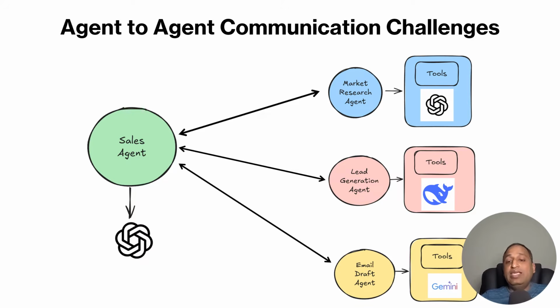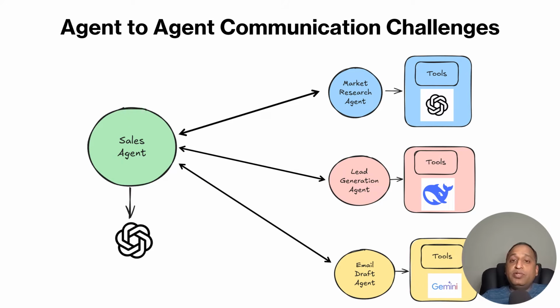And then we have an email draft agent, which is an expert in drafting emails for a particular company's branding or tone, everything. Maybe it is using a Gemini model, or it might be using a model which is fine tuned for a particular company or a set of companies. Now I'm having a sales agent. Now the sales agent has to consume these three agents.